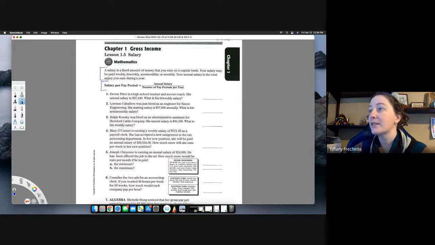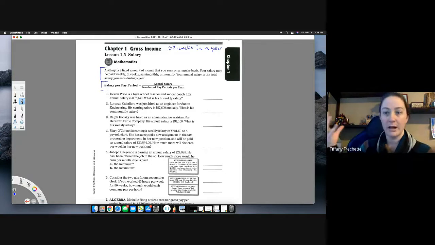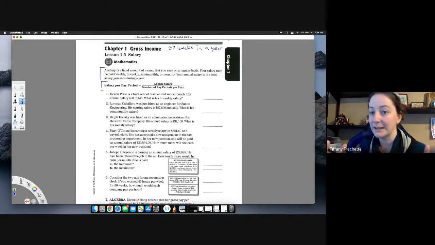So a salary is a fixed amount of money that you earn on a regular basis. Your salary may be paid weekly, biweekly, semi-monthly, or monthly. Your annual salary is the total salary you earned during a year. So let's talk about the words really quick. First, make sure you know there's 52 weeks in a year. So if you're getting an annual salary of whatever the number is, and you're being paid weekly, you would divide by 52 to figure out what your payment was every week. And then, of course, there's 12 months in a year.